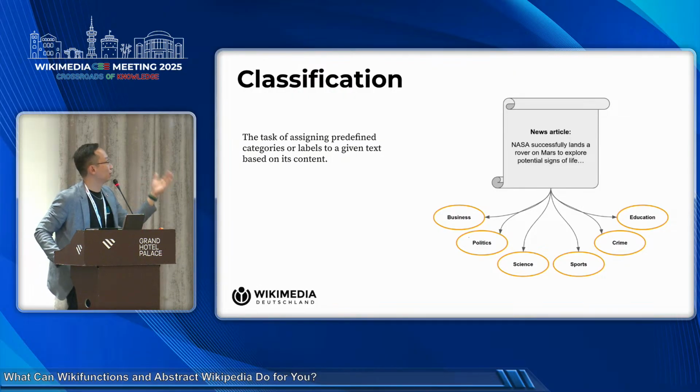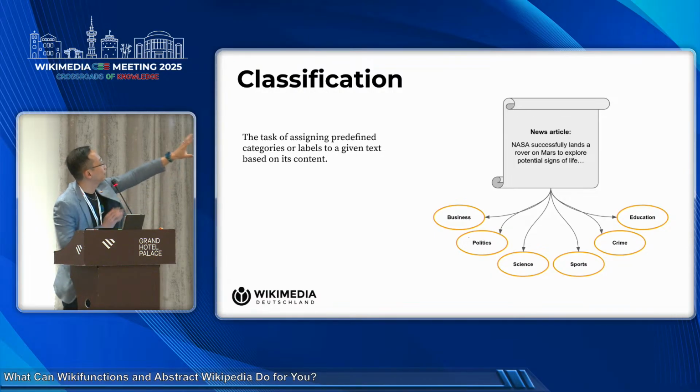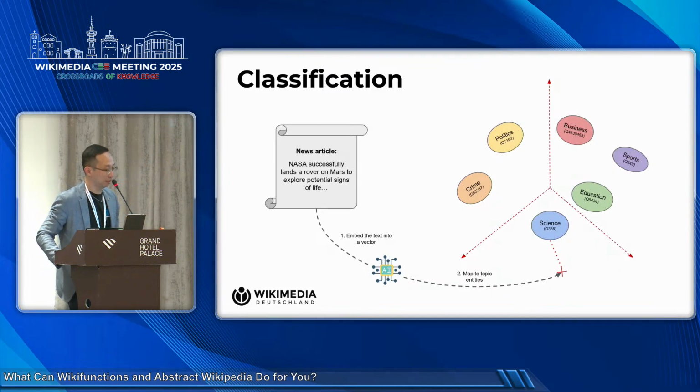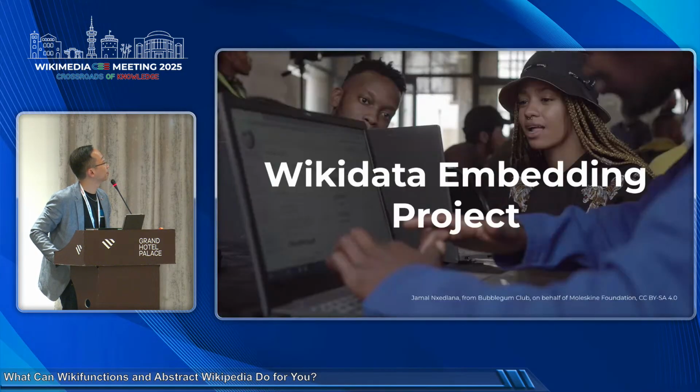In a news article, for example, it says NASA successfully lands a rover on Mars to explore potential signs of life, and then you can see the different classification that's being assigned here, what it is relevant to, and we can map this topic into science as an entity in Wikidata.